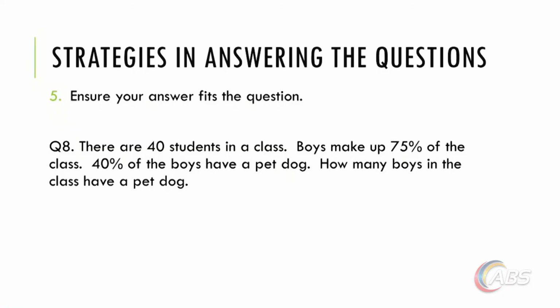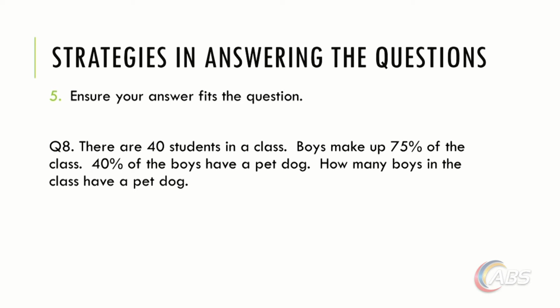Question 8 says there are 40 students in a class. Boys make up 75% of the class. 40% of the boys have a pet dog. How many boys in the class have a pet dog? So we'll notice here that a question like this, what they really want us to answer is how many boys in the class have a pet dog.